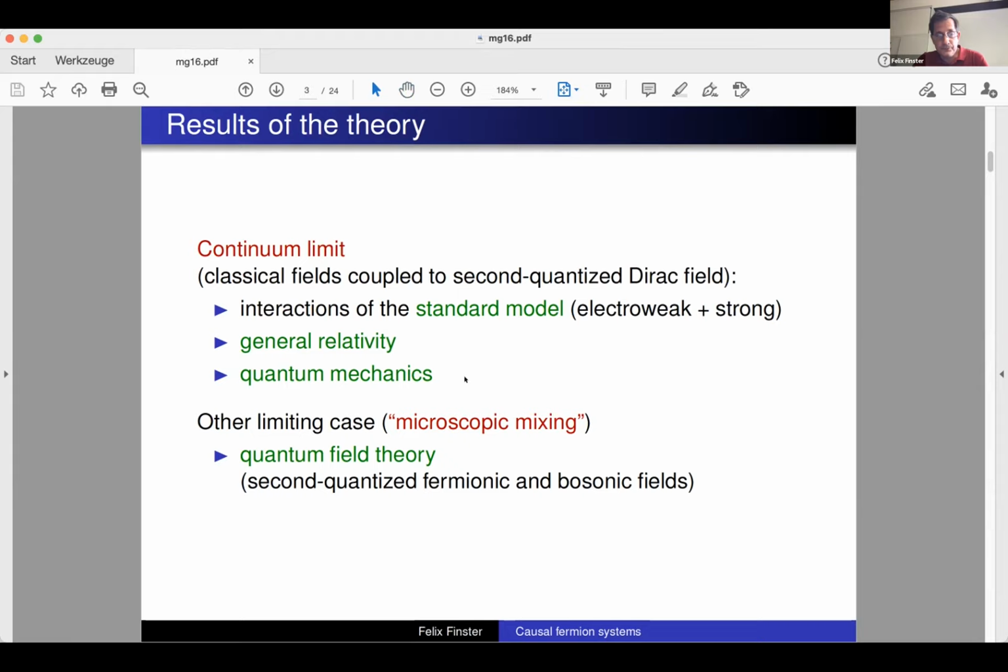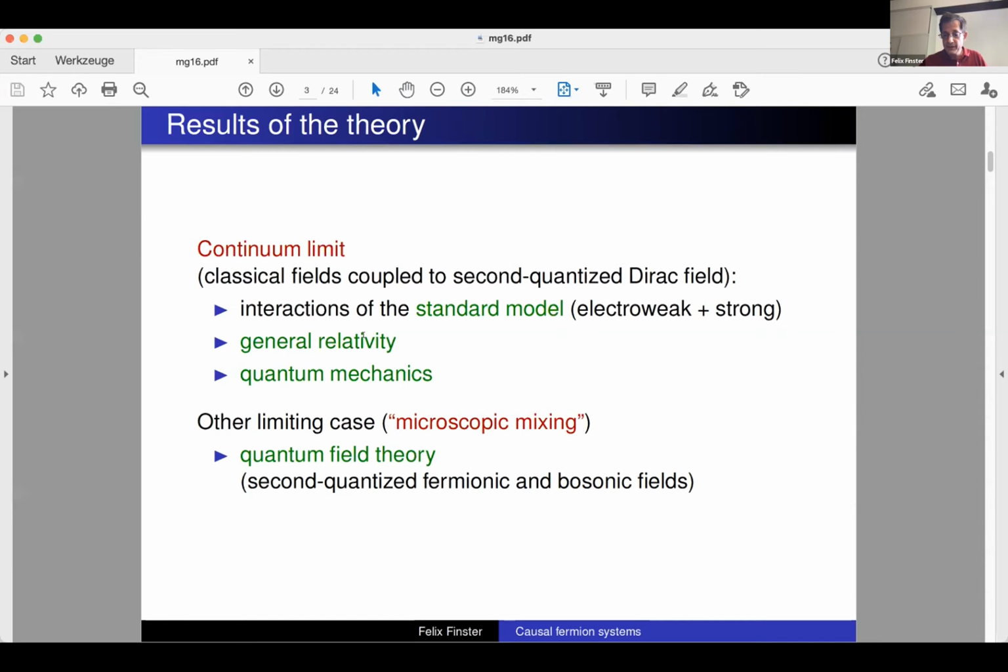There's another limiting case which we are working on right now, which is based on what we call microscopic mixing, where one gets, in fact, quantum field theory, second quantized fermionic and bosonic fields. And I might say a few words at the very end of my talk. But of course, here I want to focus mainly on general relativity.